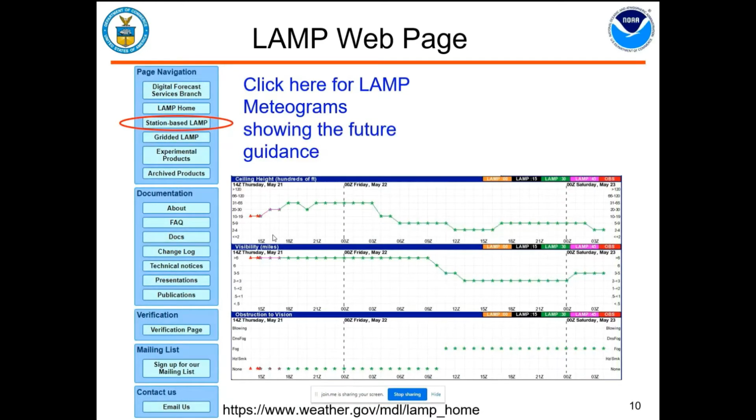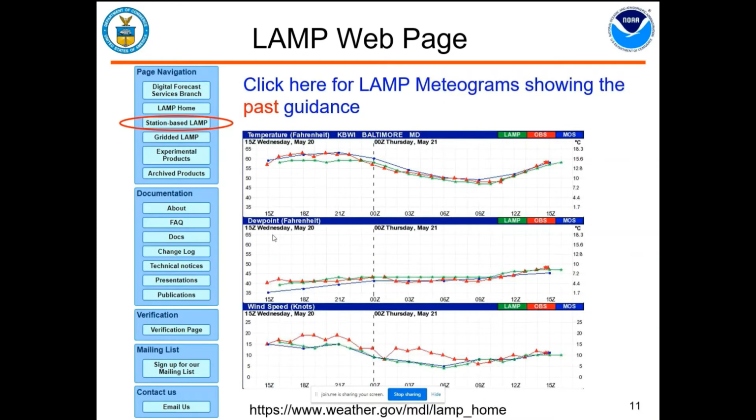Here's an example of our meteograms, which tend to be pretty popular. This is for ceiling, visibility, and obstruction to vision, which we now have out to 38 hours. These are forecasts of future guidance. We also have a link if you want to see how the forecasts by hour performed with past runs, so you can see in the red curve how it verified against the observations.